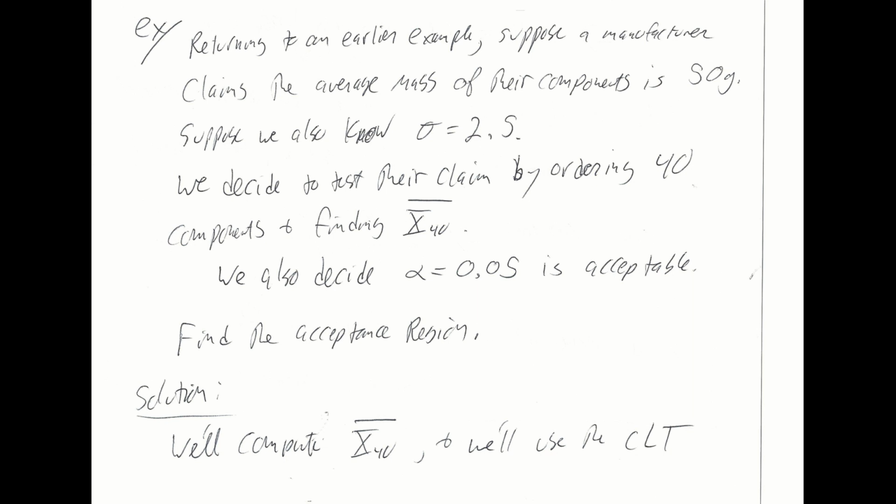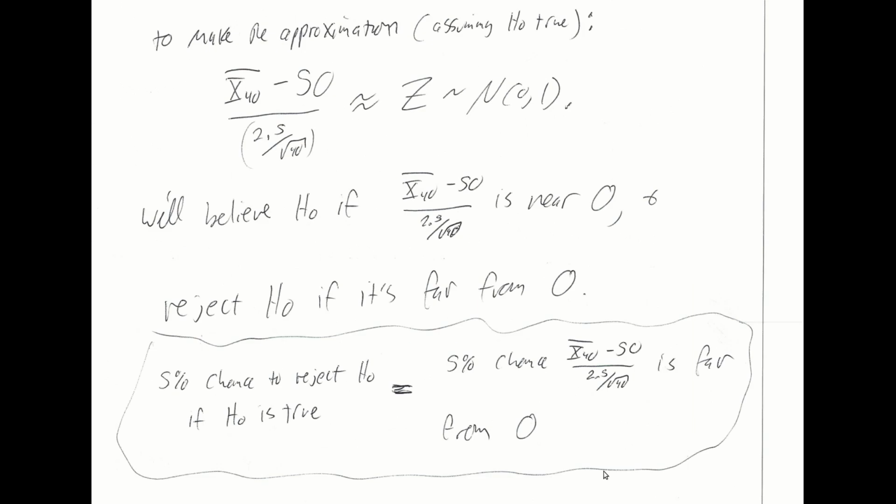So ultimately, the way to find the acceptance region is to recognize that we're going to be computing this sample mean, x sub 40 hat, and we're going to rewrite that sample mean in this way, so that the central limit theorem will tell us that this expression is approximately the standard normal z. So this is what we're going to find. We're actually going to get 40 of these components, mass them, and find the sample mean. We're going to modify that into an expression of this type, because this expression is approximately a standard normal.